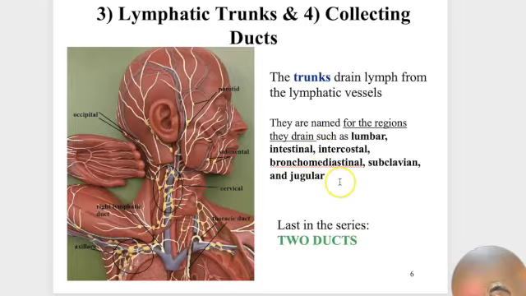Okay, here is some of them. Okay, here's a cervical trunk, axillary trunk right here. So here are the lymph nodes. Okay, here are the lymph nodes and the lymph vessels. Okay, the trunk drains the lymph from the lymphatic vessels. These are named based on the region. You have lumbar, which is your low back, intestinal, intercostal, bronchial, mediastinal in the middle, subclavian and jugular. Okay.